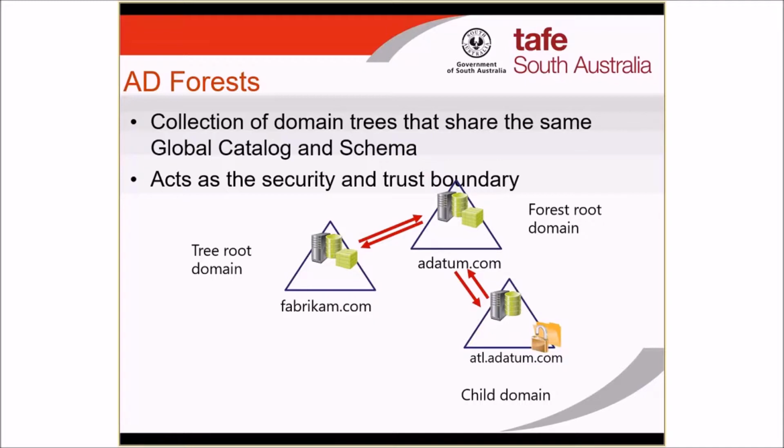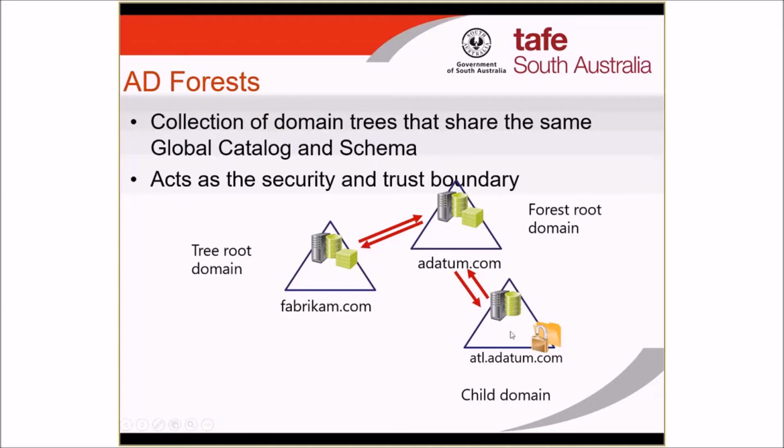We can also have what's called Active Directory forests. Obviously, if many domains make a tree, many trees make a forest, right? So that's where the name probably came from. A collection of domain trees that share the same global catalog server as well as the schema is an Active Directory forest. Again, they act as a security and trust boundary. For example, each domain is a trust boundary, and these red arrows represent the trust they share between these domains.